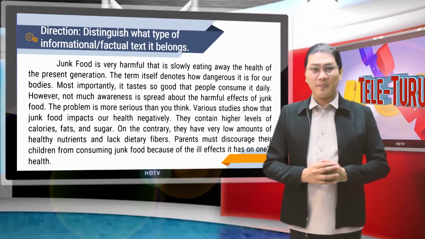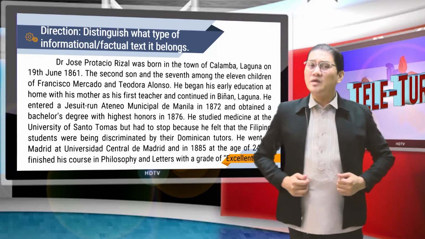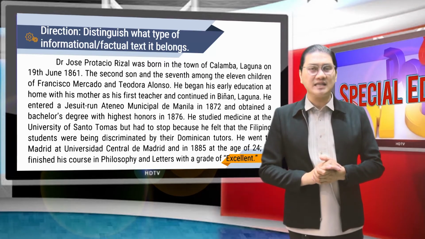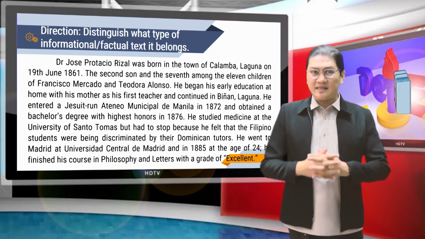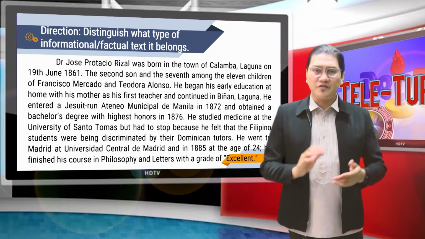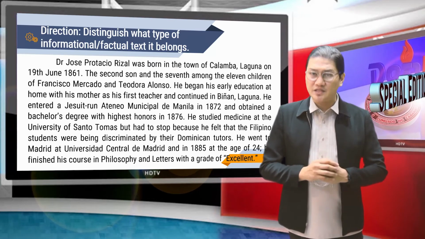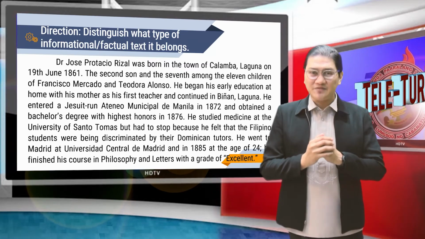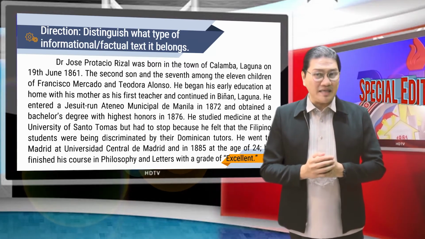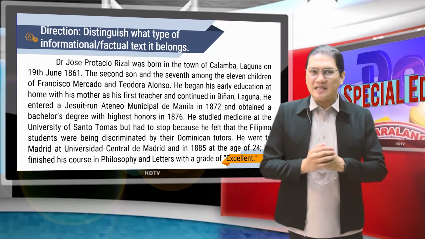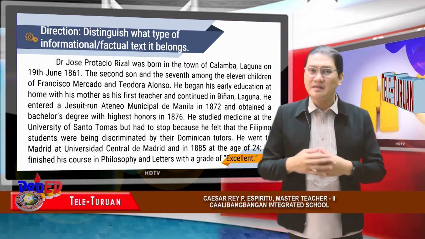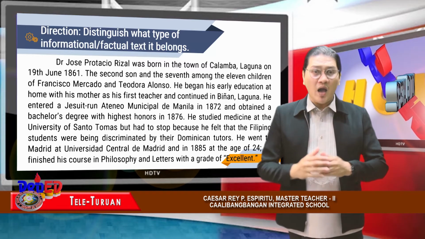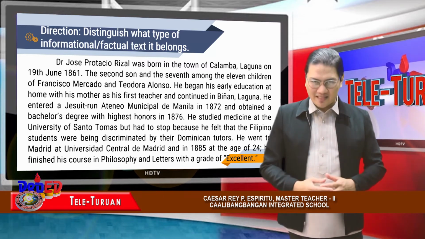Number 2. Dr. Jose Protasio Rizal was born in the town of Calamba, Laguna, on the 19th of June, 1861. The second son and the seventh among the 11 children of Francisco Mercado and Teodora Alonso. He began his early education at home with his mother as his first teacher and continued in Binan, Laguna. He entered the Jesuit-run Ateneo Municipal de Manila in 1872 and obtained a bachelor's degree with highest honors in 1876.